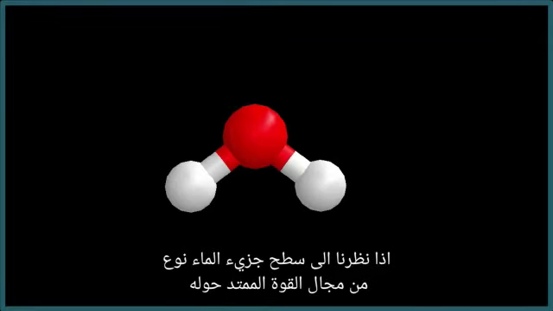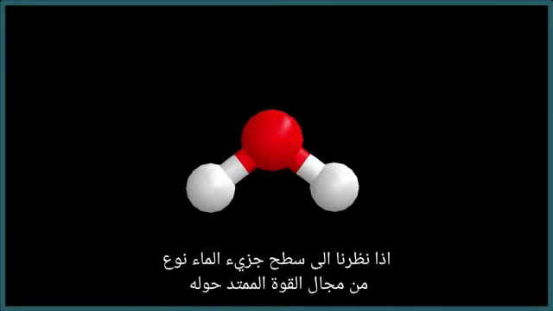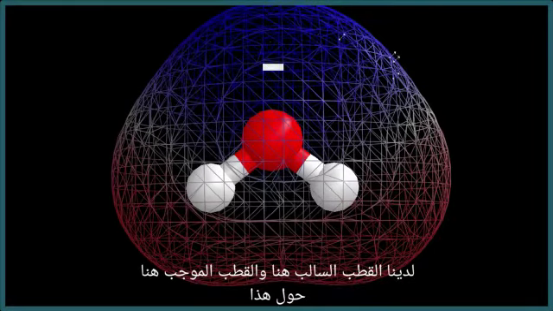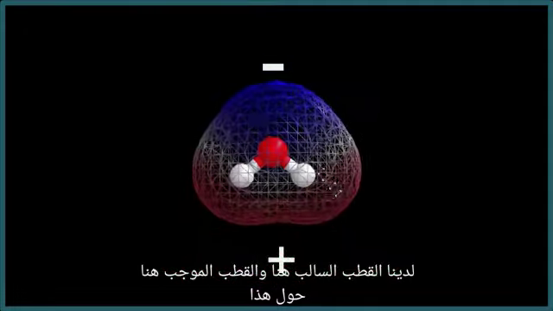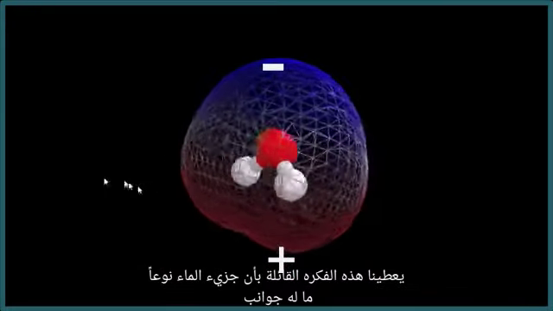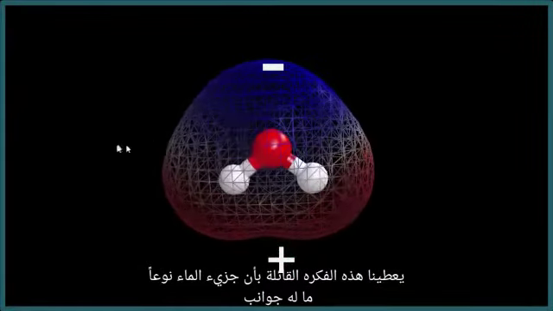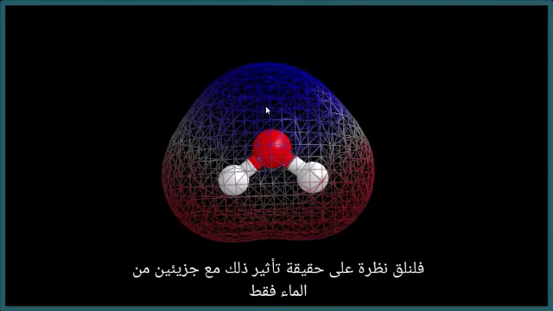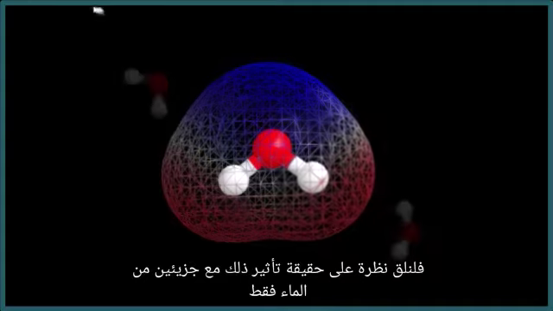If we look at the surface of the water molecule, kind of a force field extending around it because of that difference in electronegativity, we have our negative pole up here and our positive pole around here. This gives us this idea that the water molecule kind of has sides to it. That's really important. Let's take a look at how that plays out with just two water molecules.